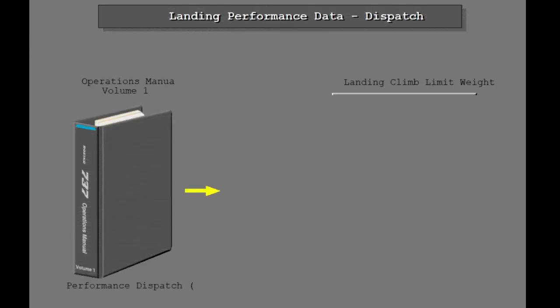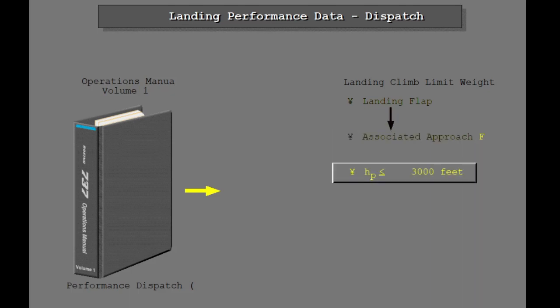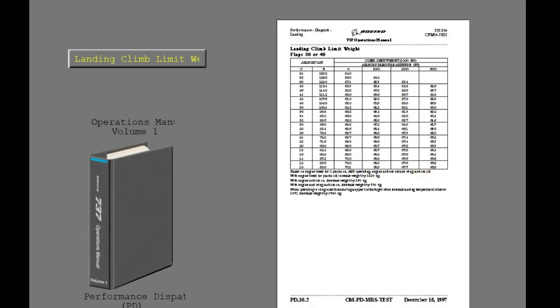Landing climb limit weight information is provided in tabular format for one landing flap setting, the associated approach flap setting, and for airport pressure altitudes up to 3,000 feet. When a common approach flap setting defines the most limiting condition for the climb limit weight, multiple landing flap settings may be included in a single table.